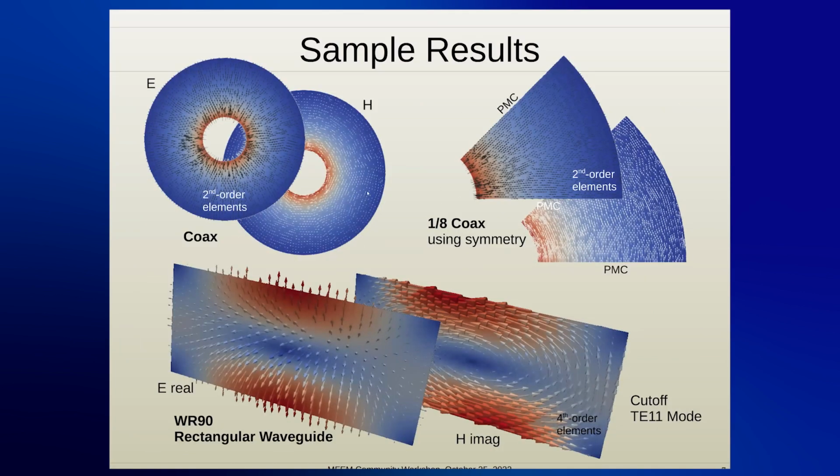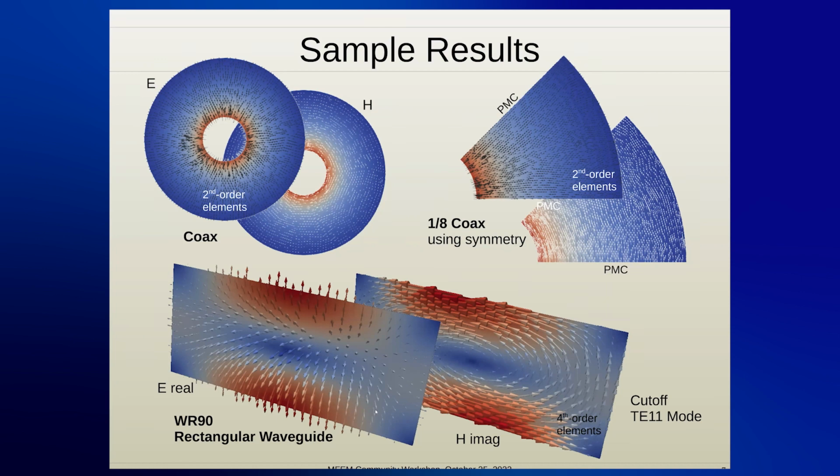Okay, here are some sample results just to show it in action. The coaxial waveguide. Here's an example using second order elements. You can reduce the size of the problem by applying perfect magnetic conductor boundary conditions to solve it quicker or more accurately using second order elements.